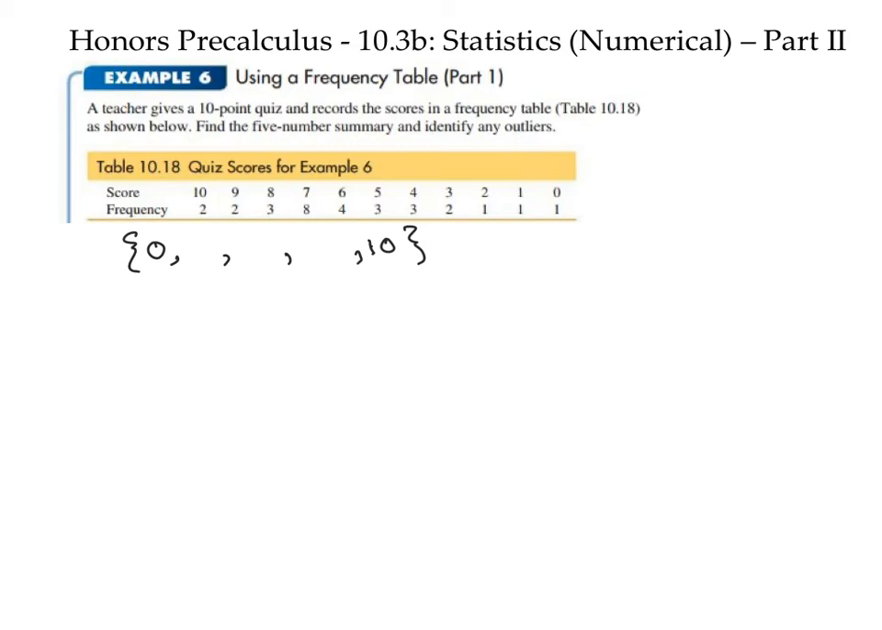We want to find the 15th score. To do this, we'll just add up the frequencies from the right. So 1 and 1 and 1, that's 3, and 2 is 5, and 3 is 8, and 3 is 11, and 4 is 15. So the 15th score is a 6, and the 16th score would be a 7, so that means the median is a 6.5.